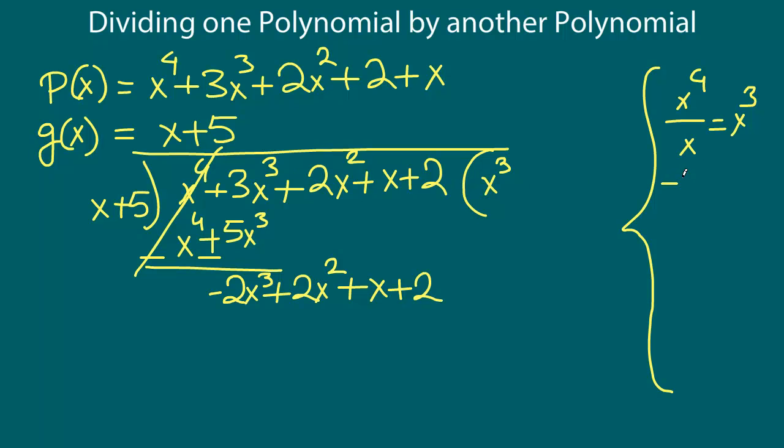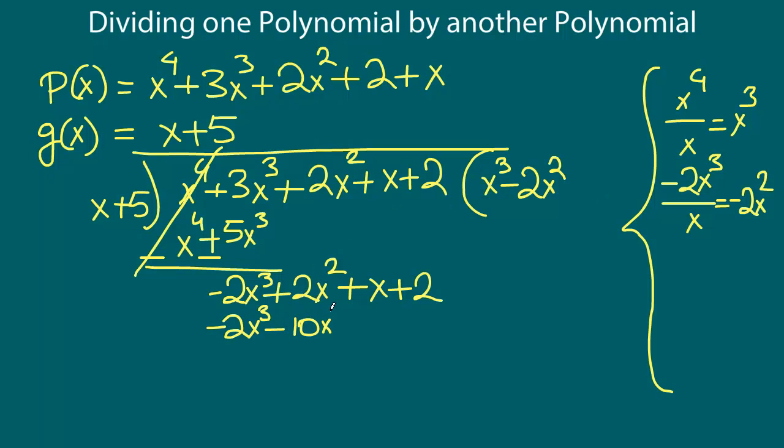Now our first term is minus 2x cubed. So we divide this by x, we get minus 2x squared. So the next term is minus 2x squared. So we take this and multiply it with both the terms. So we get minus 2x cubed and minus 10x squared. Now we subtract it, so the sign changes, so this cancels out.